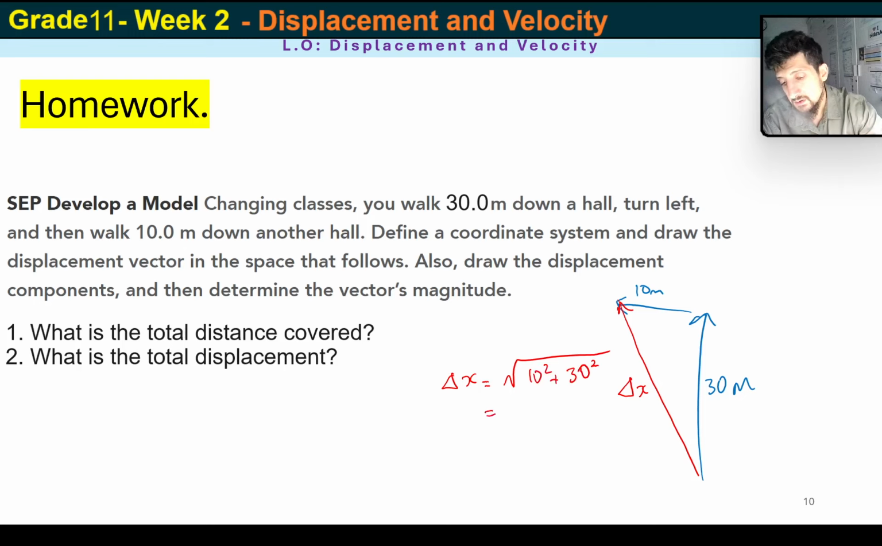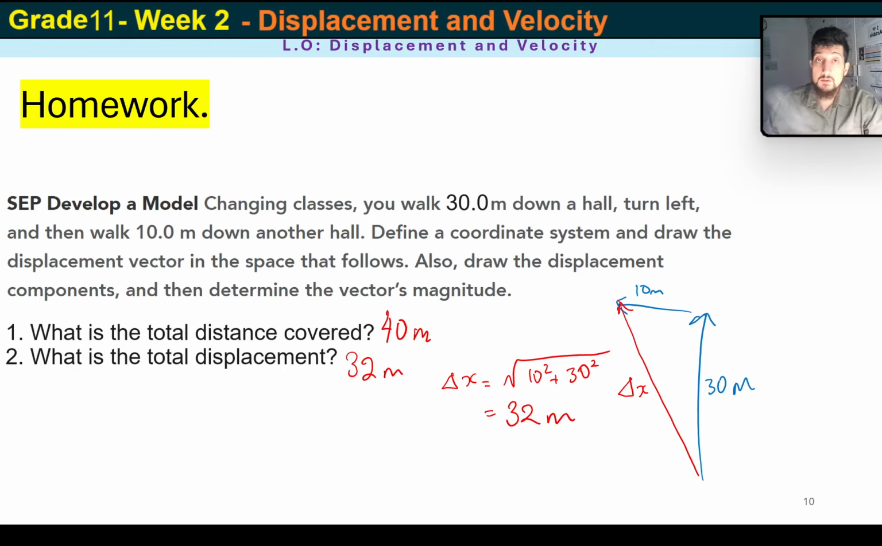So it's going to be the square root of 1000, which is approximately 32 or 33. Square root of 1000, and that equals 32 meters. What is the total distance covered? So the total distance covered is 40 meters, because we know they went 30 up and 10 to the left, so that's 40 meters. And the total displacement, we just worked it out, it's about 32 meters.